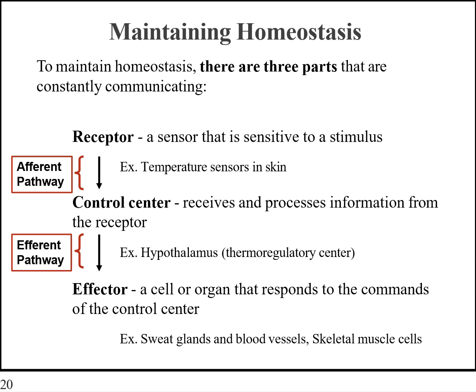An example of a control center could be the hypothalamus, which is in our brain. We will discuss more when we get to bigger chapters, but the hypothalamus in our brain receives and processes the information from the receptor, our skin, and then the control center sends the information to the effector. An example of an effector could be a cell or organ or anything that can respond to the commands of the control center. Examples of effectors are sweat glands, blood vessels, skeletal muscle cells, etc.